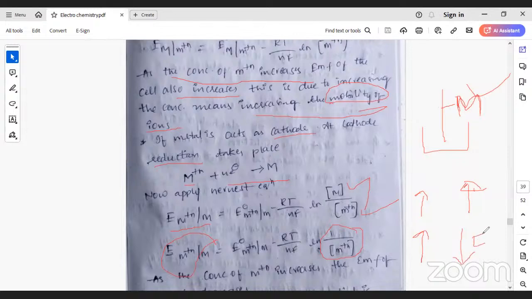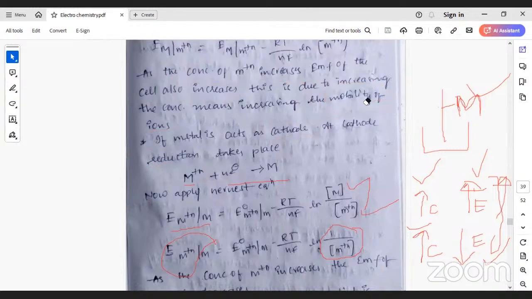This is the EMF. This is also EMF. This is the concentration of M^n+. See these two situations. In both cases, the concentration of M^n+ is increasing. But in one case, EMF is increasing. In another case, EMF is decreasing. The difference between this increasing and decreasing, that is called concentration over potential. Right? So I think, do you understand?